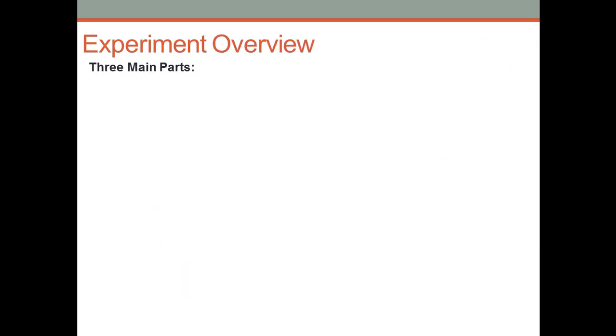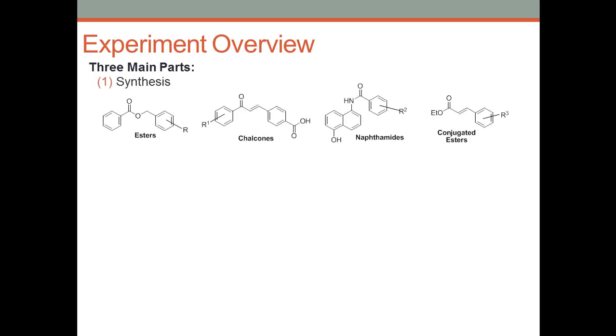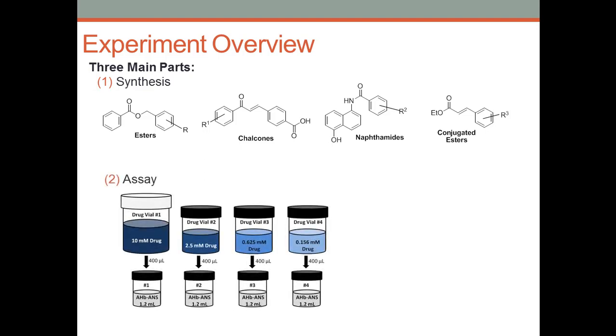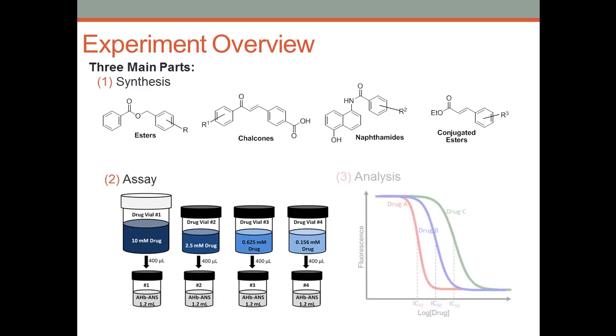Thinking big picture, the experiment is comprised of three main parts. First up is the synthesis, where you actually make one of the drugs belonging to one of these four scaffolds. You'll then test your drug in the assay portion of the experiment. So this is where you'll be performing the protein binding assay. And the third part is analysis. This is where you'll examine the efficacy of your drug and compare it to other drugs to discern those most effective binders of the hemoglobin protein.